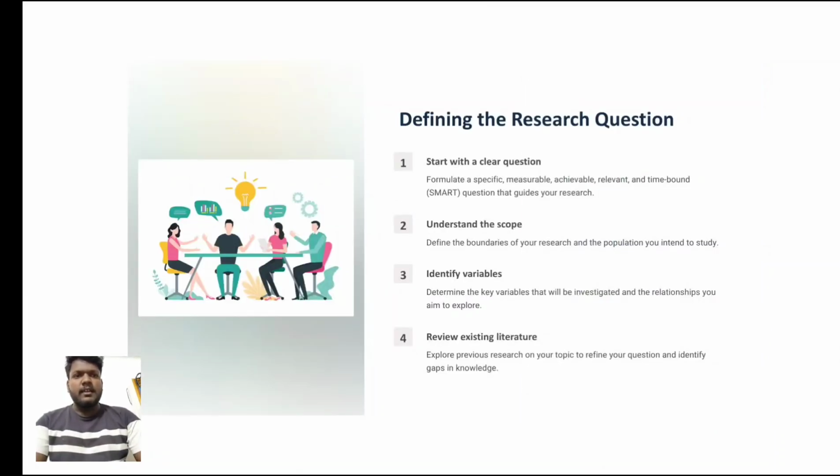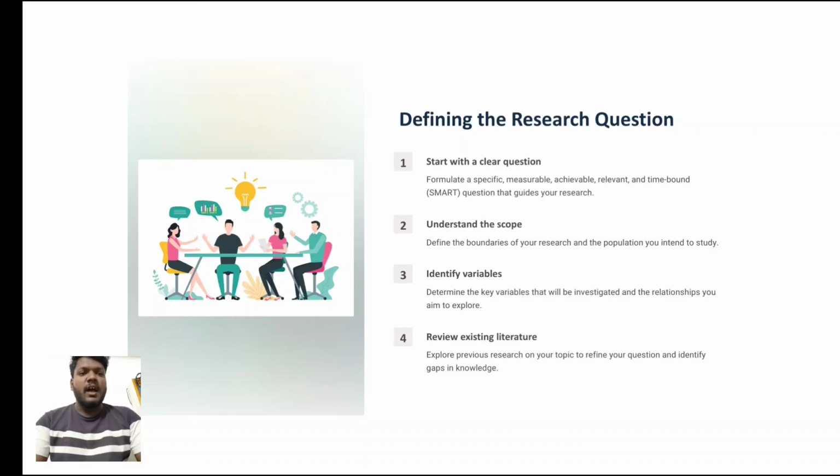And next is defining the research questions. First is start with a clear question, second is understanding the scope, third is identify variables, and fourth is reviewing existing literature. First, start with a clear question. Formulate a specific, measurable, achievable, relevant and time-bound, SMART question that guides your research.